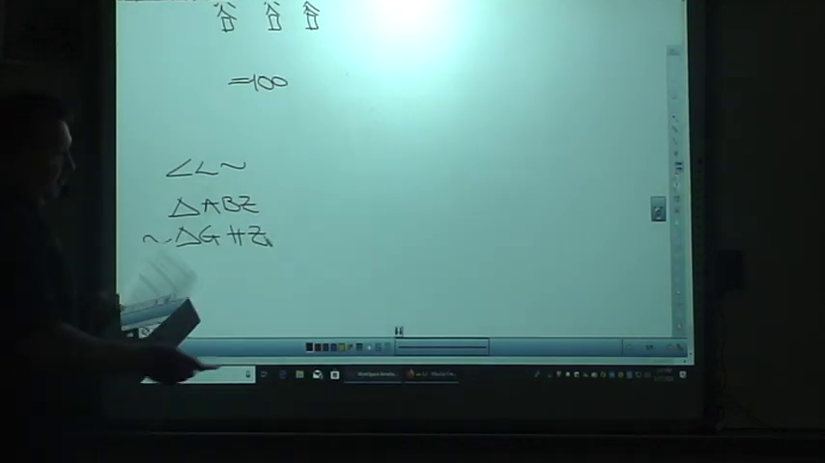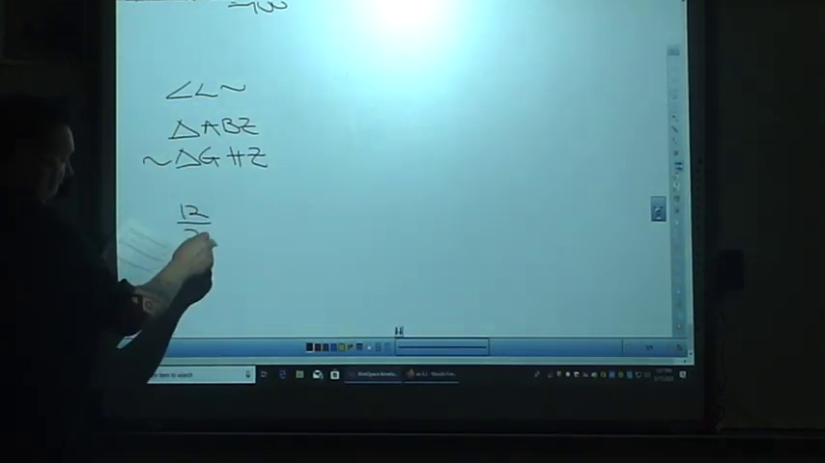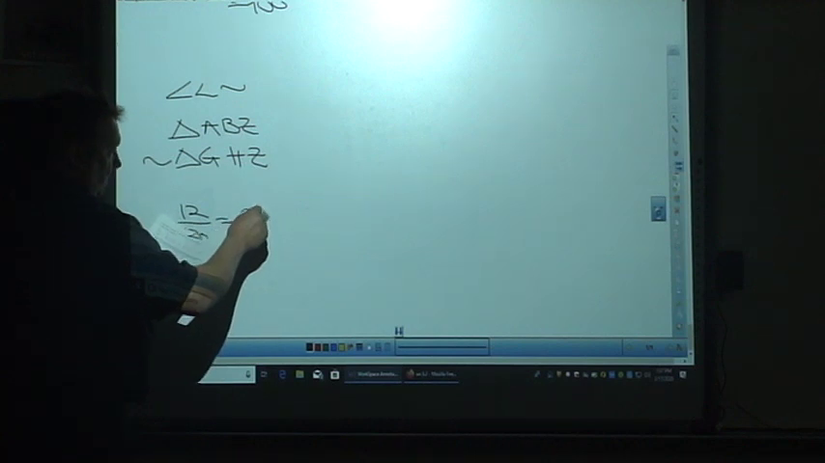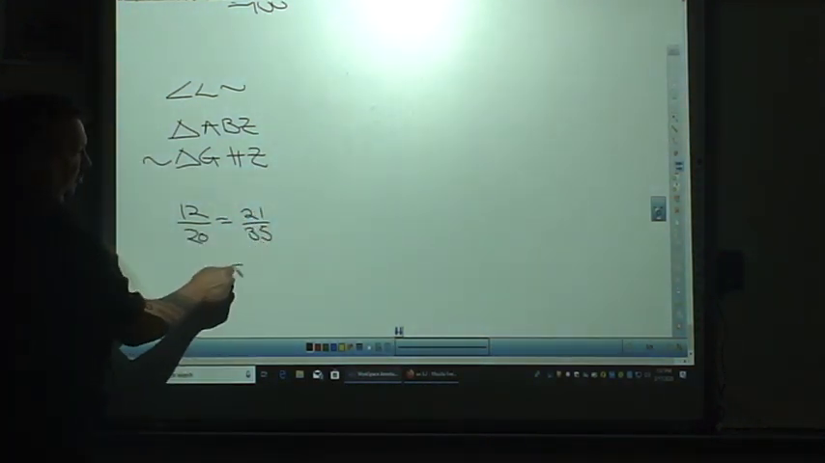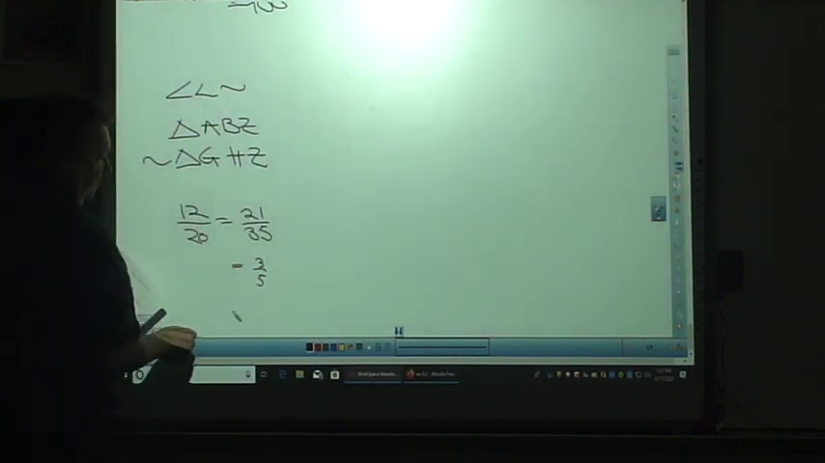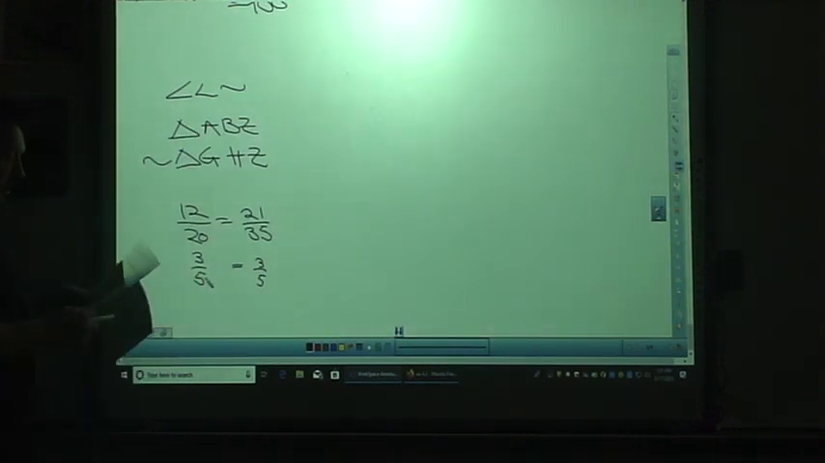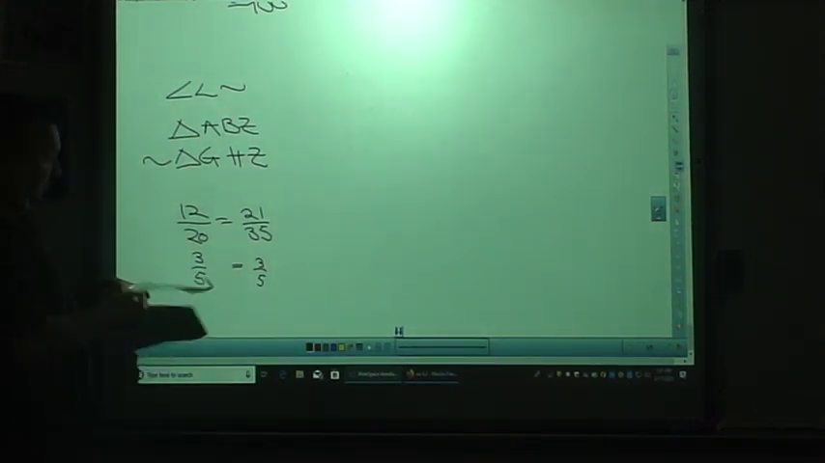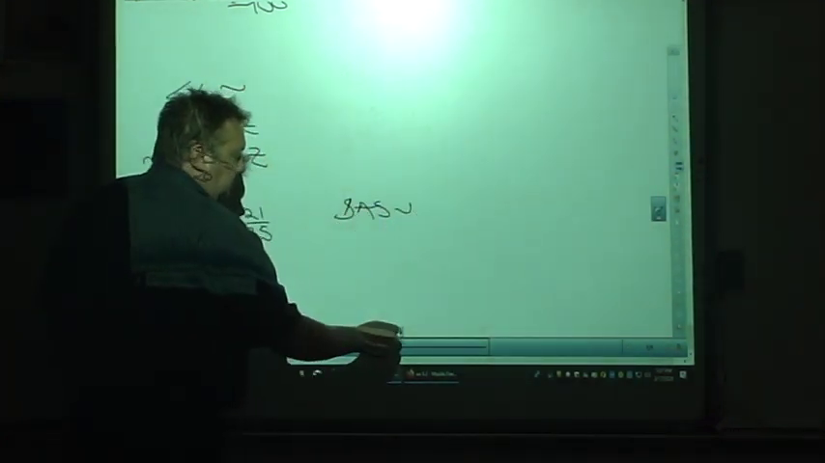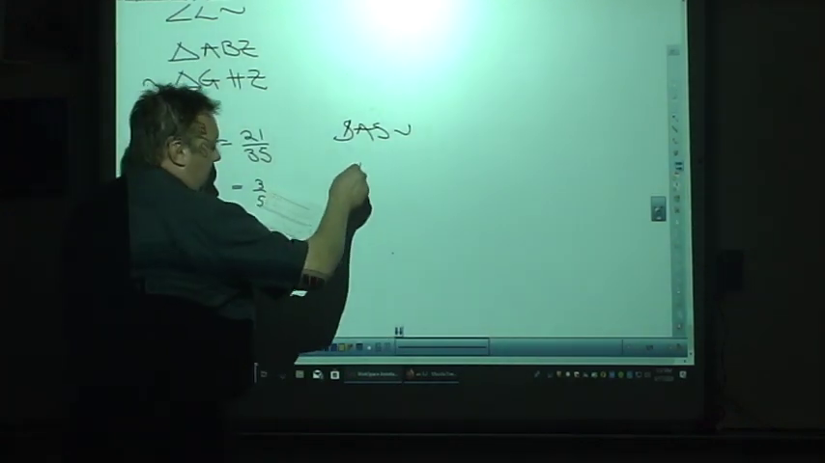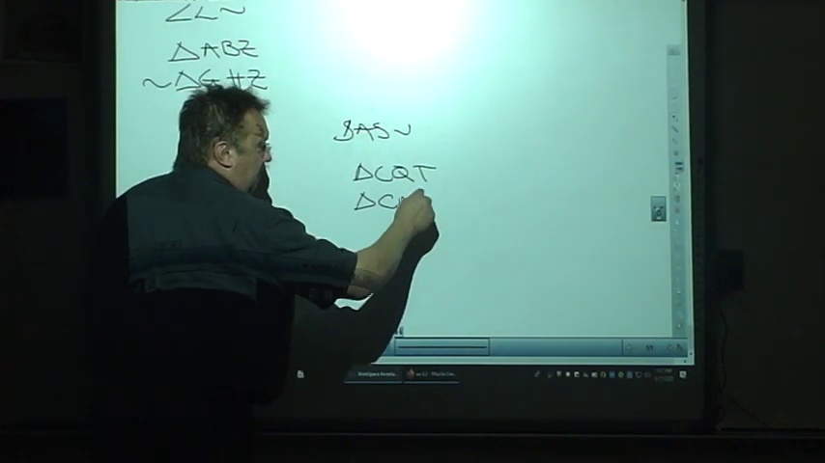For 35, we would have to have a proportion of the sides, which would mean we would have to have 12 over 20 equal to 21 over 35. Let's see if we reduce this. 7 goes in here, 3 to 5. 4 goes in here, 3 to 5. Again, remember I'm using the full length of the side, so I would have side angle side similarity. And I would have triangle CQT similar to triangle CMP.